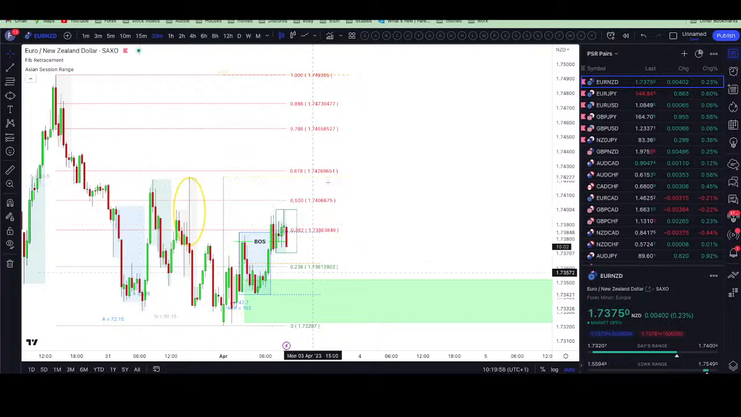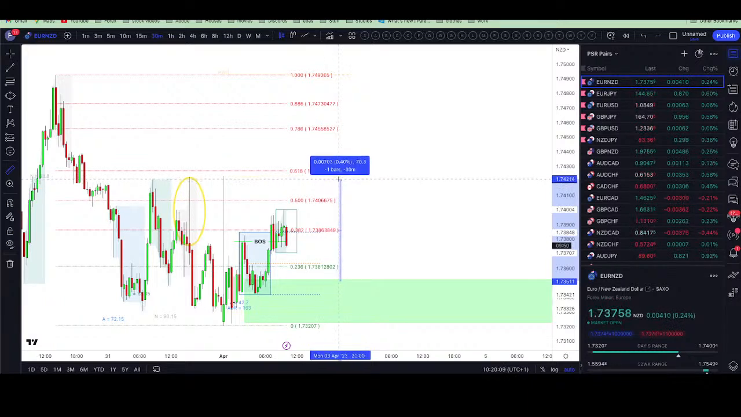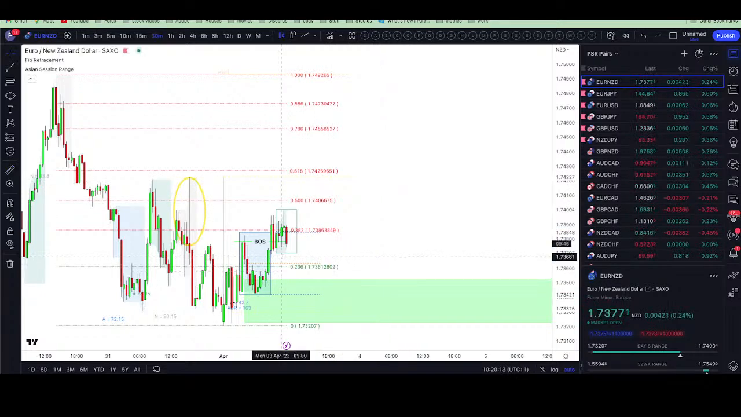So our target is for them to hit Friday's high when we're looking at a buy, which would give us, depending on how the buy entry comes in, about 70 pips. So let's just say about 50 pips or 45 pips, because of course it's going to have to do a break of structure on the way back up.